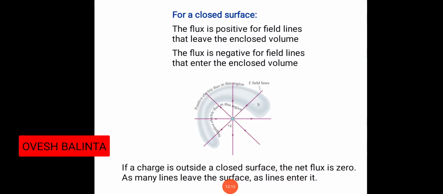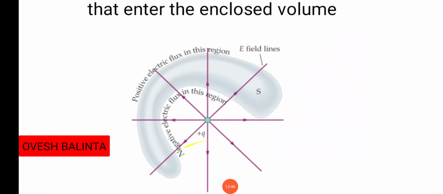For a closed surface, the flux is positive for field lines that leave the enclosed volume, and the flux is negative for field lines that enter the enclosed volume. If the charge is outside the closed surface, the net flux is 0. So as many lines leave the surface as enter it.